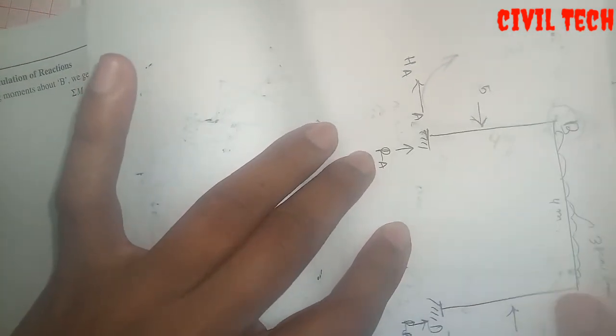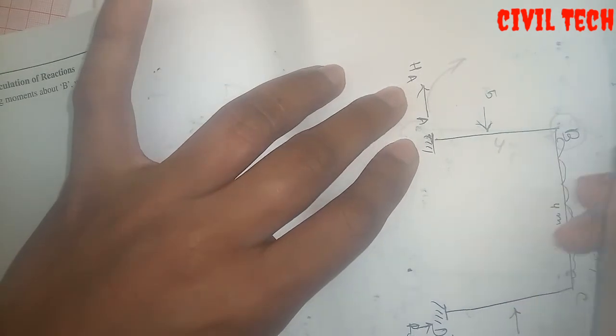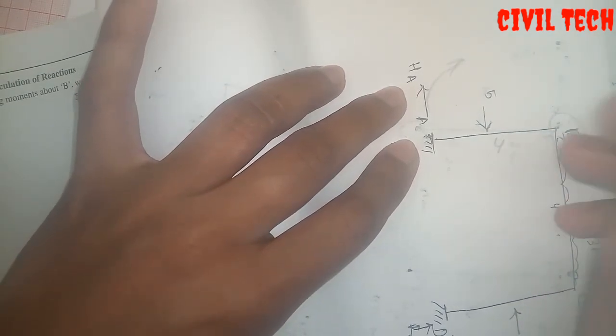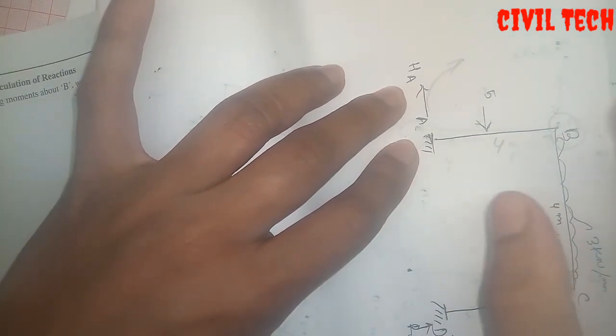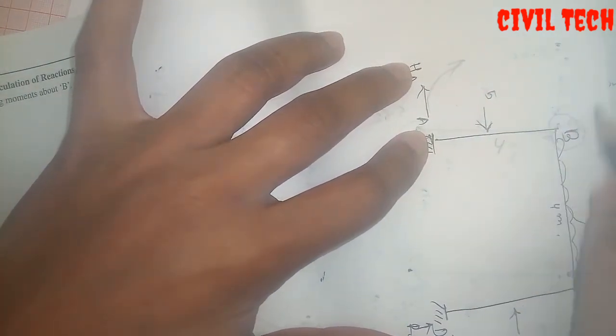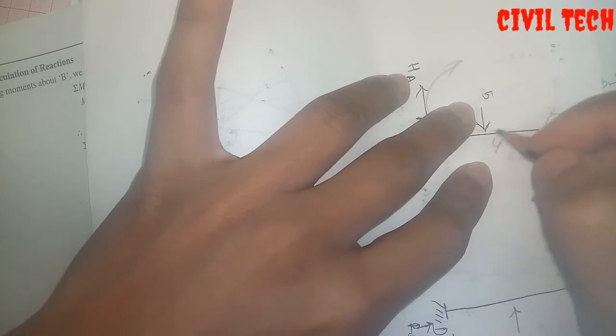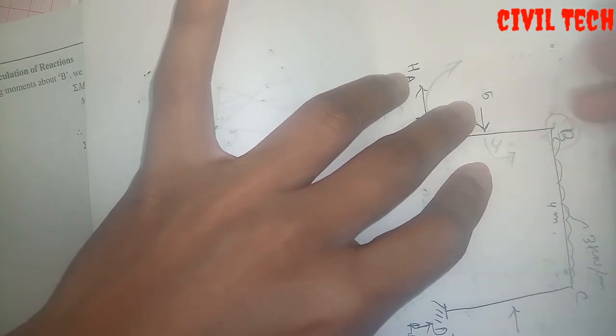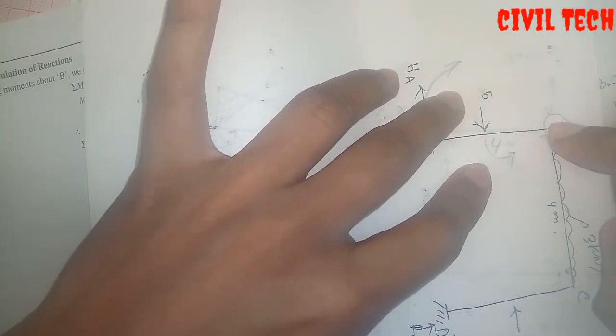So its reaction will be horizontal. Now, how do we calculate moment? Load into perpendicular distance. Load means the reaction here, this HA, into the perpendicular distance. Similarly here, but this one is rotating anti-clockwise with respect to B, so it will be negative.